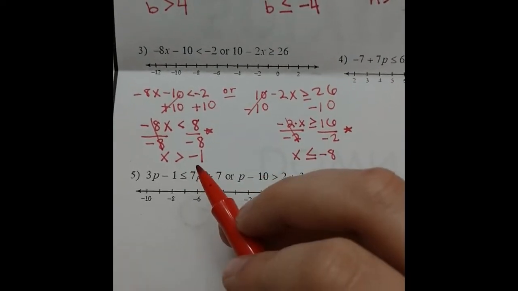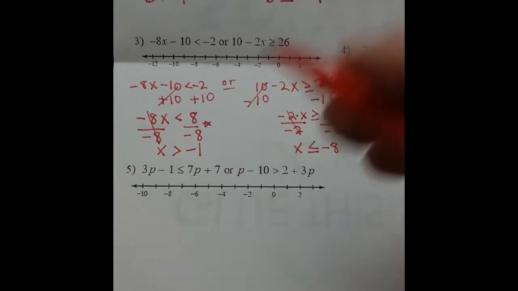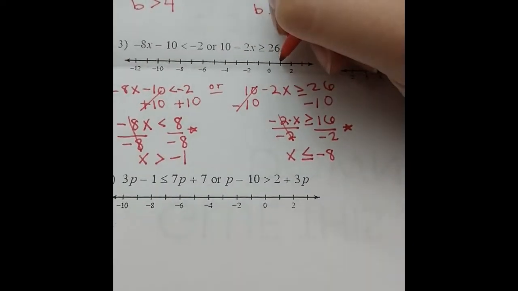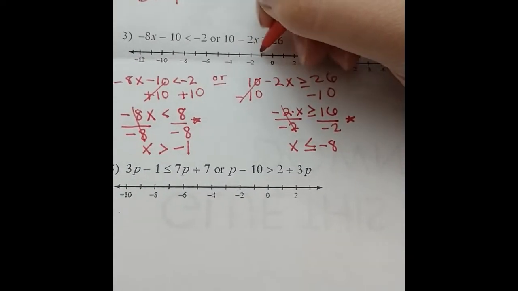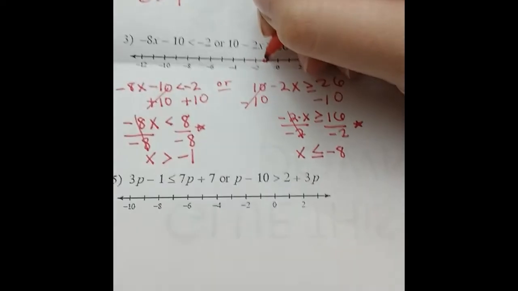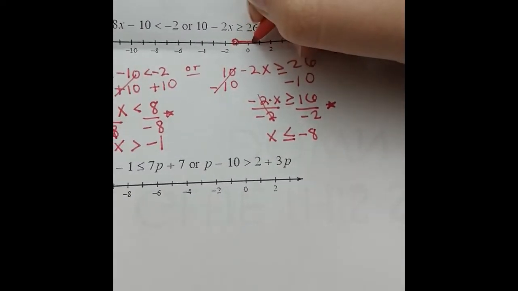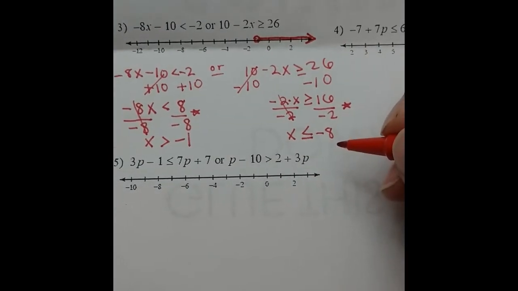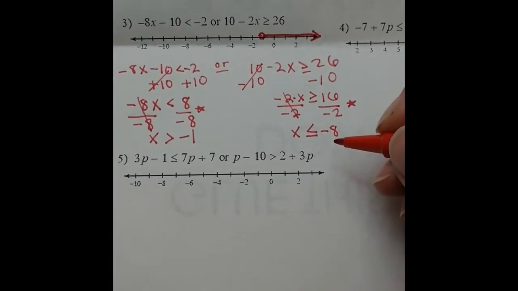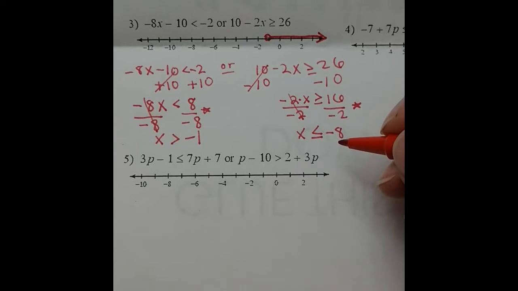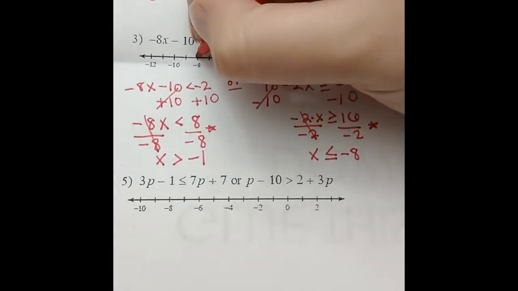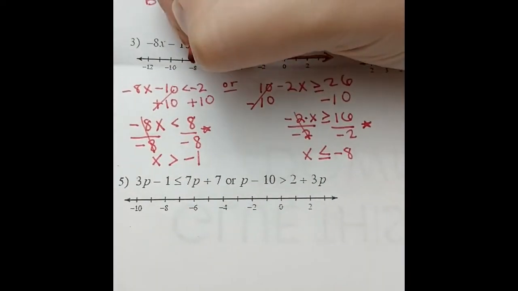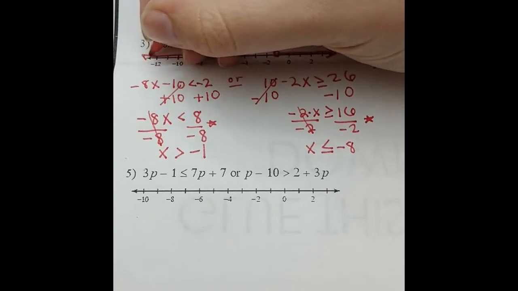So the negative 1 is going to have an open hole. So that's in between 0 and negative 2. And we're greater than that, so we're going to the right that much. And then here, negative 8 is going to have a closed hole. And we're less than or equal to that, so we're going to the left.